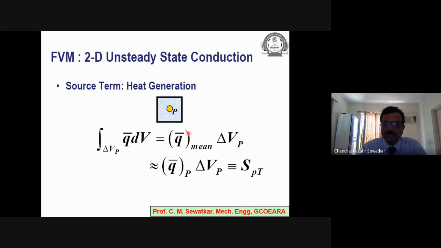We further assume that this mean value is also equal to the value at P. Thus, this Q bar mean is approximated as Q bar P, and Q bar P into delta Vp I am designating as SPT. That is a source of heat which represents the heat generation.